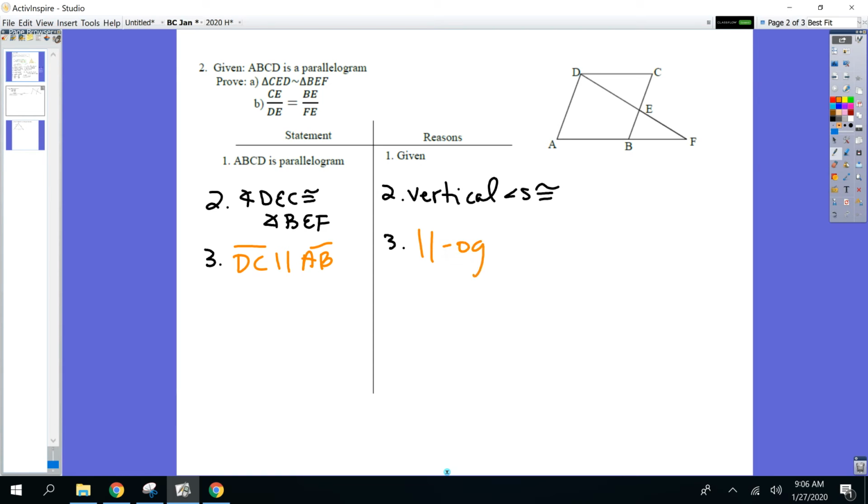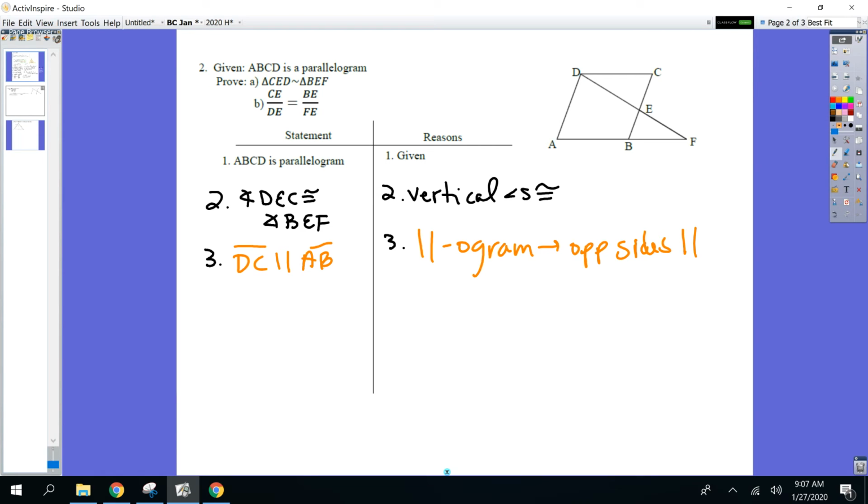Parallelogram implies opposite sides parallel. Got to have that in there. Now, did anybody go a step further and give me a little extensions? That's fine. You don't need it, but it's fine. Both ways are correct, whether you said the extensions or not.